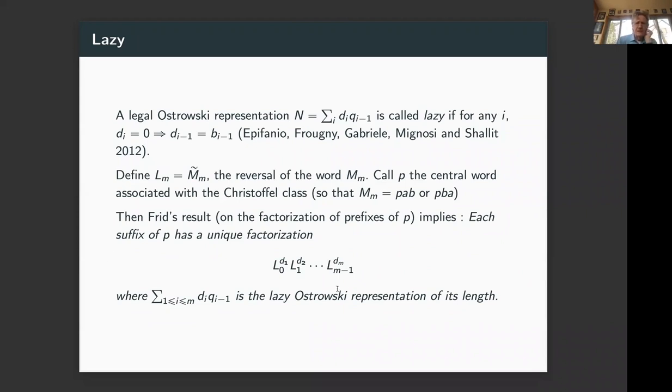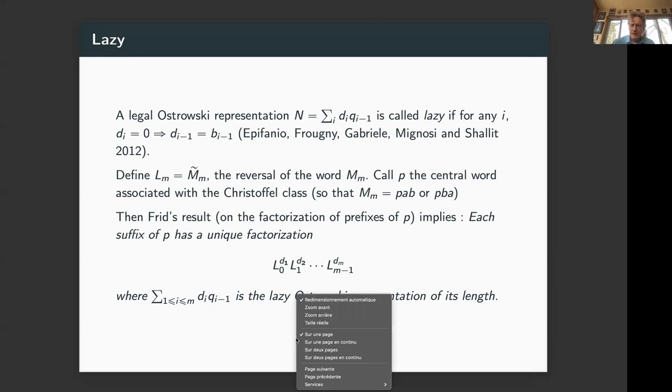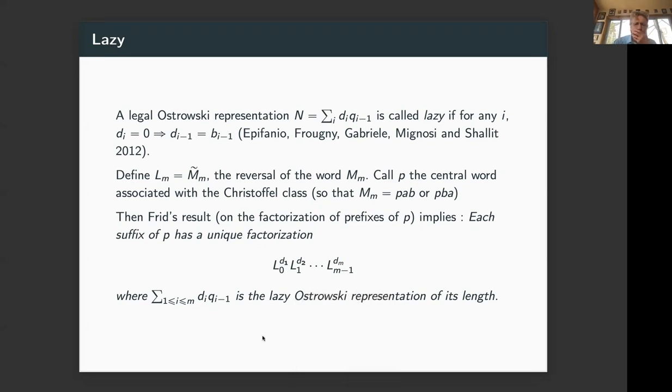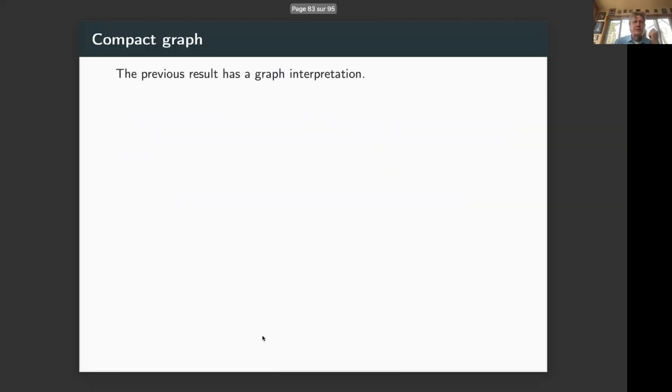Each suffix of P has a unique factorization given by the formula, and it is unique because I take the lazy Ostrowski representation. I didn't say it here, but it's known. As for greedy representations, it is known that the lazy Ostrowski representation of an integer is unique. So the uniqueness comes from here. So that's it. This result may be translated into a graph.